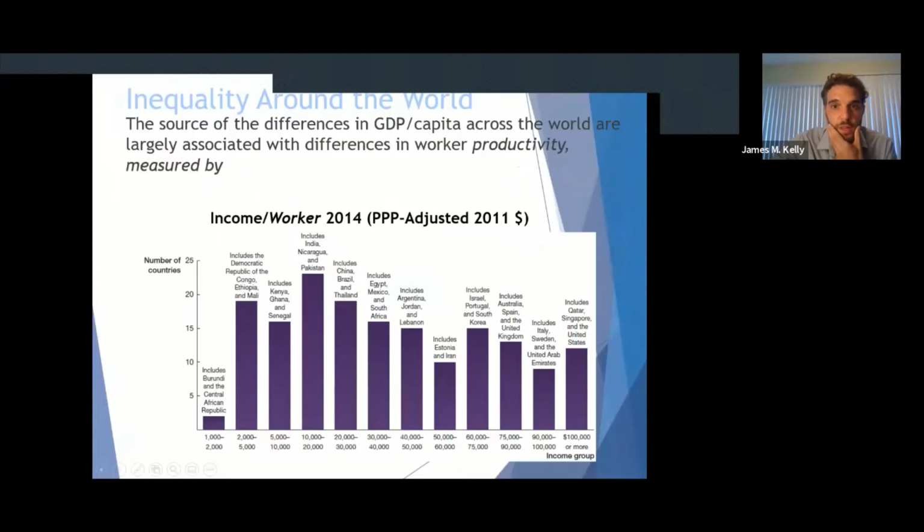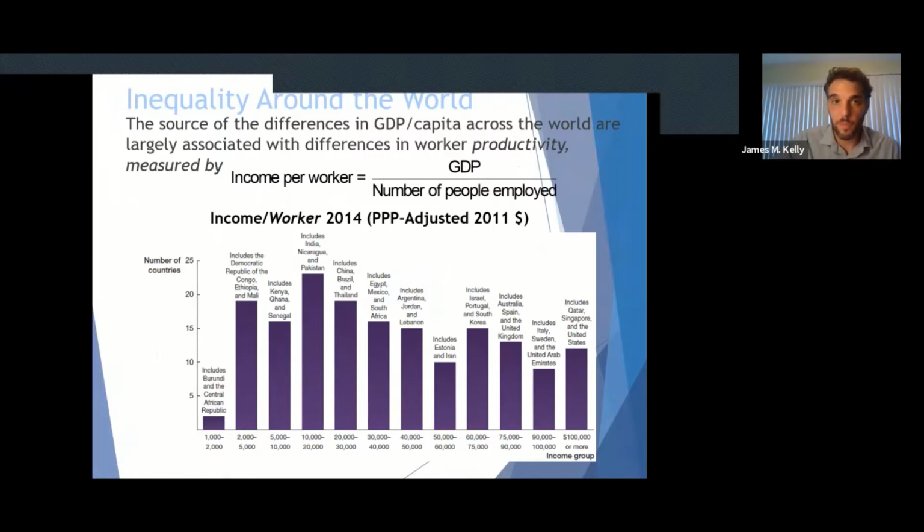So in the last video, we talked about economic growth. In this video, we're going to try to find the source of economic growth. And quite simply, the differences in real GDP per capita across the country or across the world are largely due to differences in worker productivity, in productivity of inputs, more generally speaking.